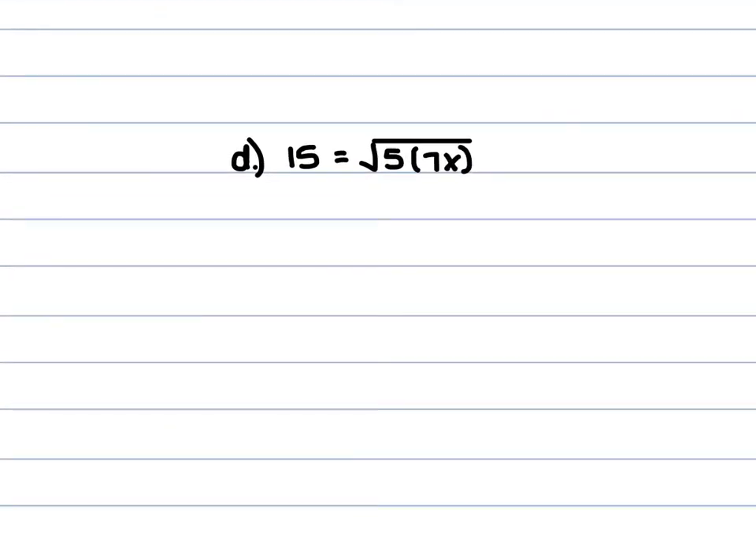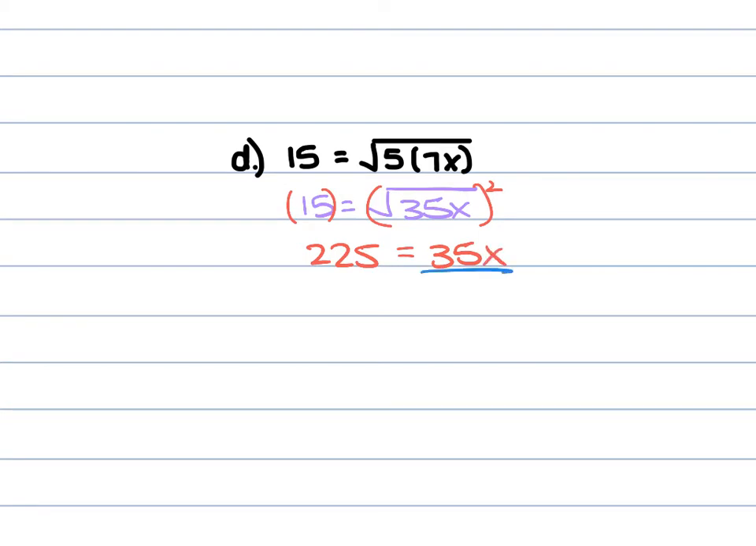For D, we have 15 is equal to 5 times 7x underneath the radical. So the 5 times 7x I'm going to do first. So this is going to be 15 is equal to the square root of 35x. I'm going to square both sides, get rid of that radical. So 15 squared is 225 is equal to 35x. Now I'm just going to divide each side by the 35.